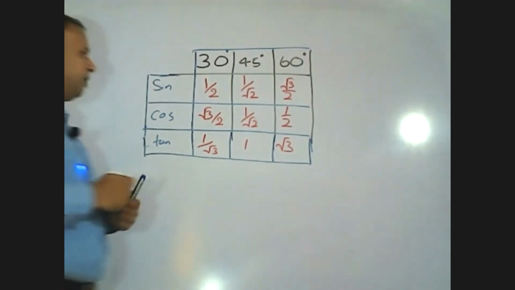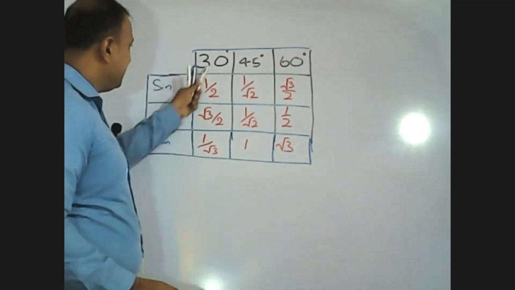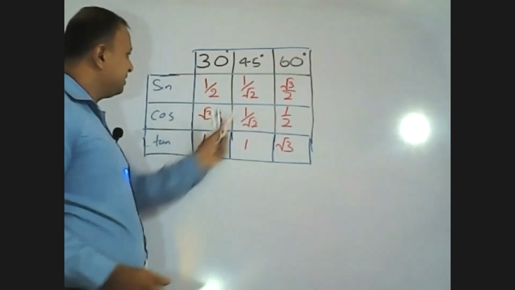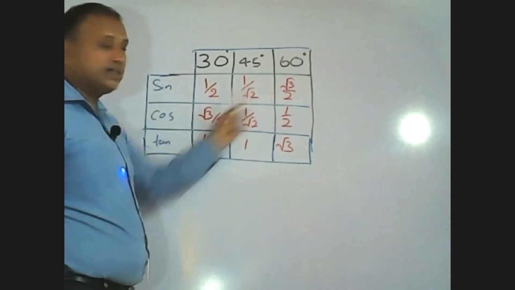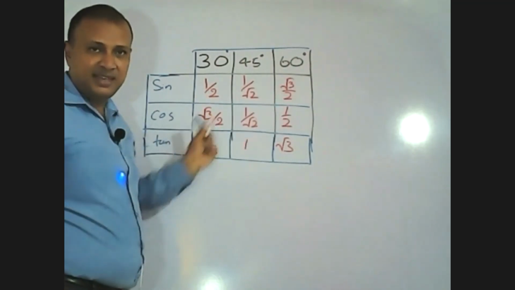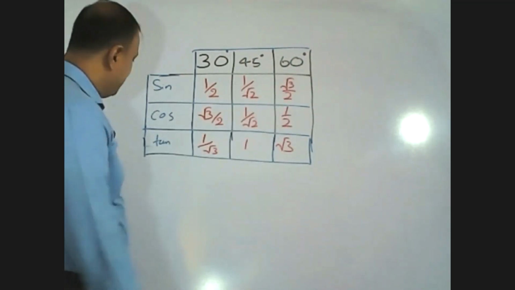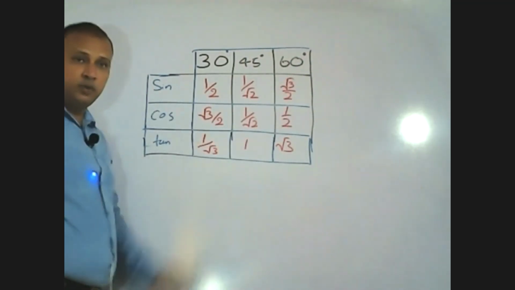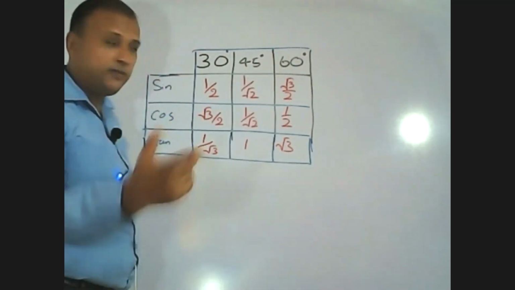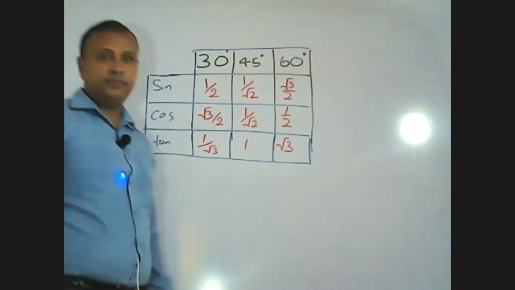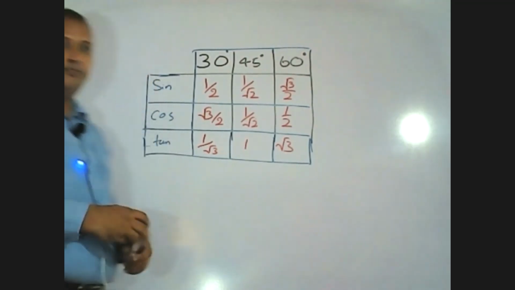It is easy to remember. Look at this. Sine 30 is equal to cos 60. Cos 30 is equal to sine 60. Tan 30 is 1 over root 3, and tan 60 is the reciprocal of that one, that means root 3. So it is easy to remember.